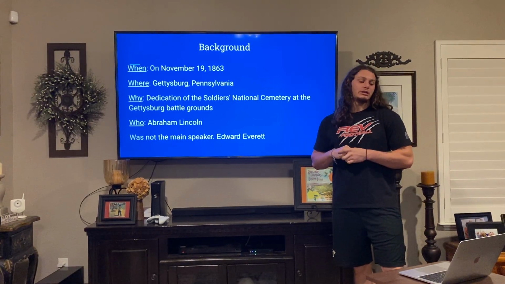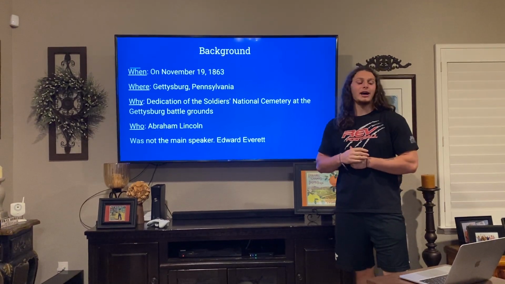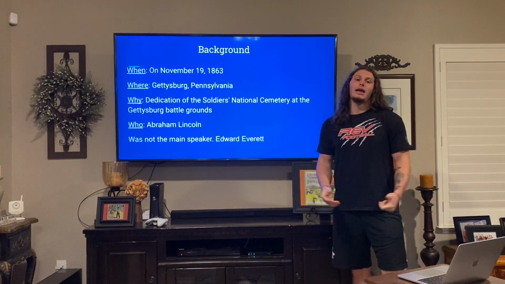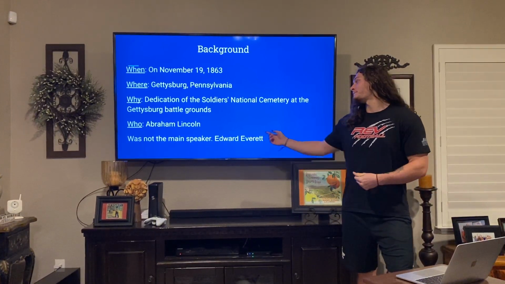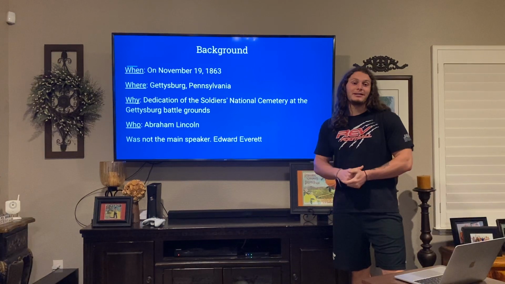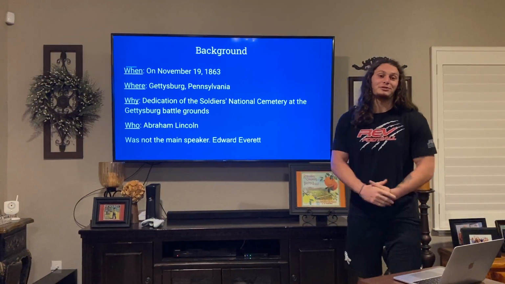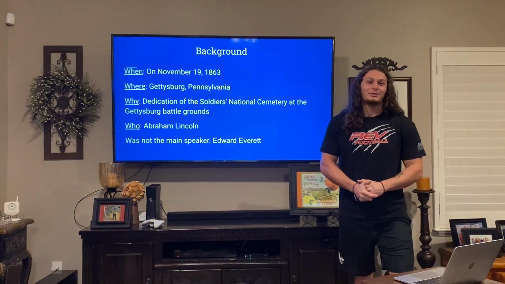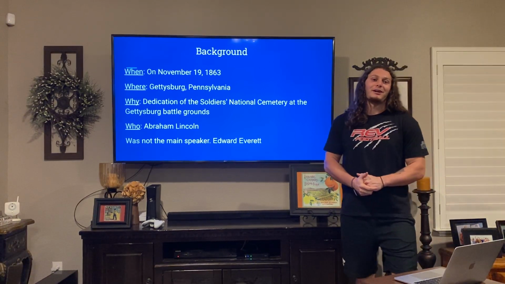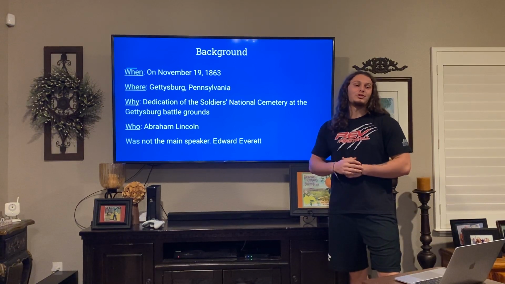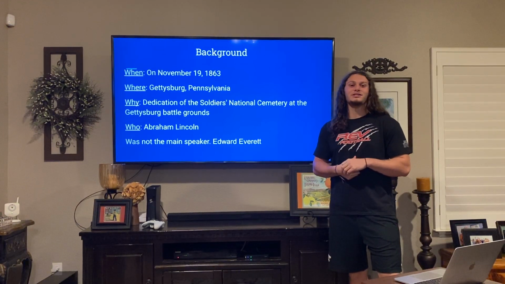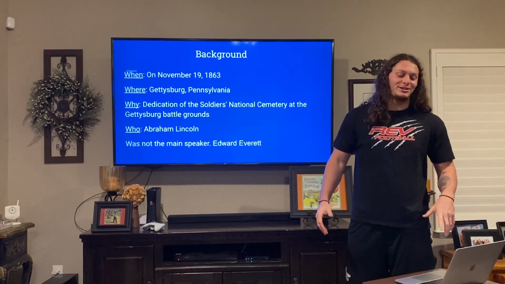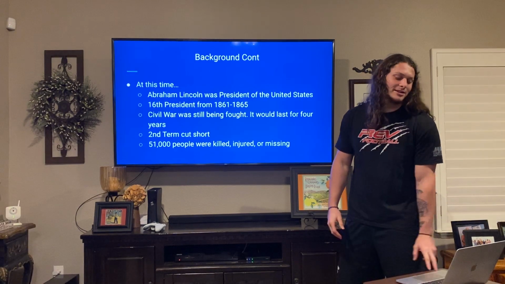It was at a ceremony, the dedication of Soldiers' National Cemetery at the Gettysburg battlegrounds. Abraham Lincoln gave it. Fun fact, he was not the main speaker of the ceremony. It was actually Edward Everett, who spoke for 2 hours. Abraham Lincoln was basically the warm-up, the opening act, as you will, of the ceremony. Abe Lincoln only spoke for 2 minutes. The whole Gettysburg Address, one of the most famous speeches ever, lasted 2 minutes. So it just goes to show you don't need long speeches to have a lasting impact.